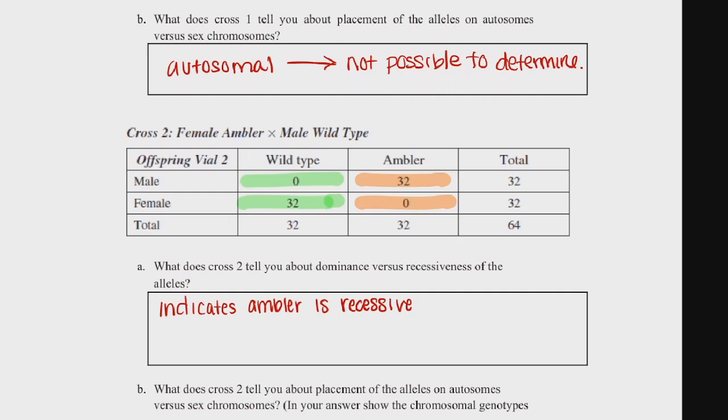Going further with that, B asks, what does it tell us about the placement of alleles on autosomes versus sex-linked? Because we're only seeing ambler in males, and that led us to believe that it was recessive, then we can determine that the alleles are on the X chromosome.